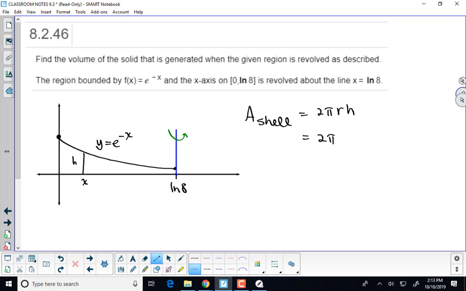Okay, so the radius is right there. That's a horizontal distance. So we want to look at the right curve and then subtract off the left curve. The right curve is over here. It's the vertical line, natural log of a. The left curve is the line x. So it's natural log of a minus x. That will be our radius.